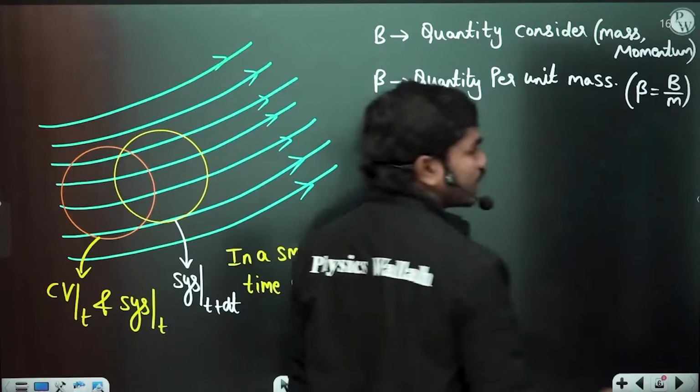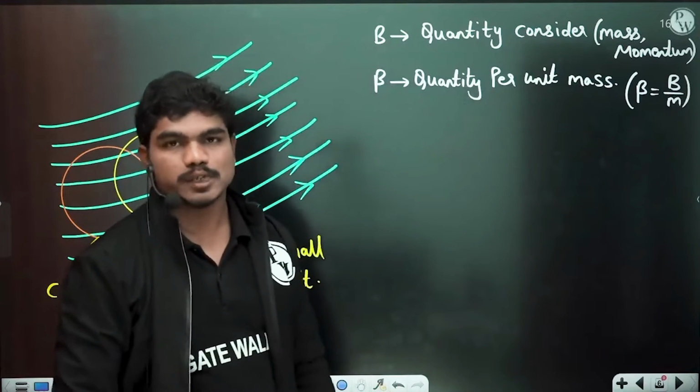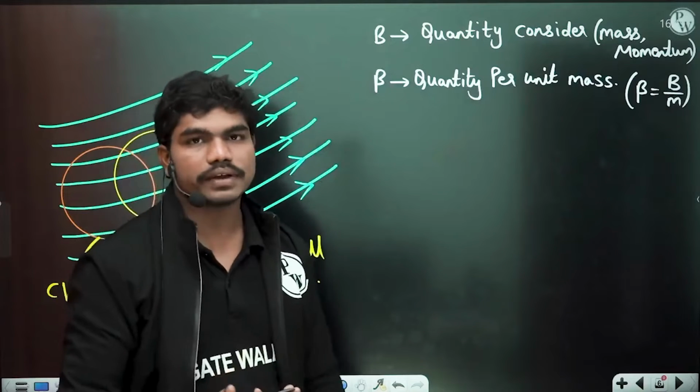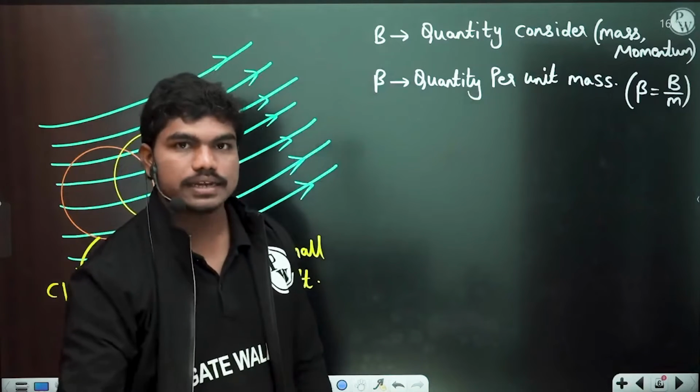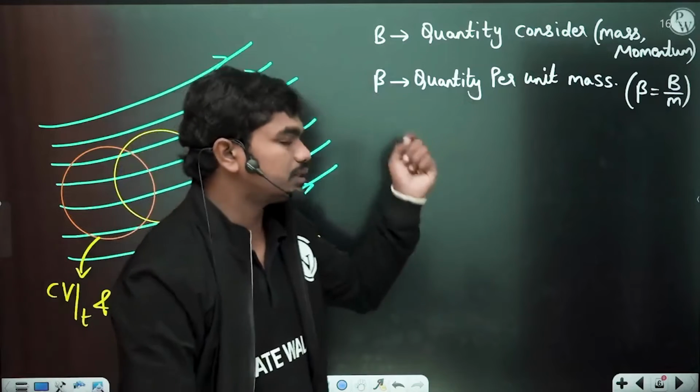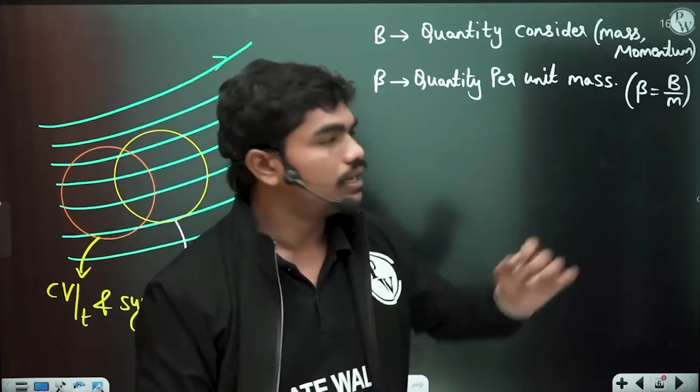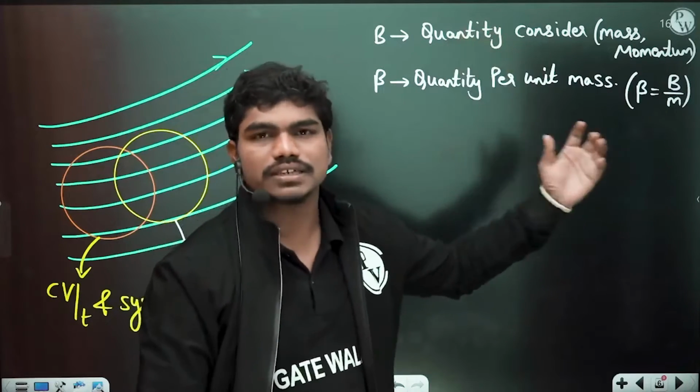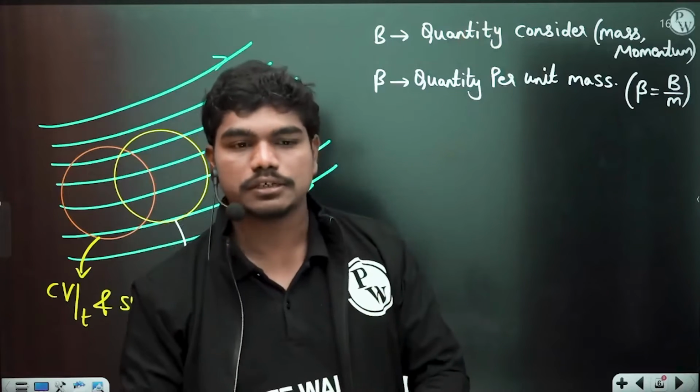Like normally in thermodynamics, we generally use specific properties. So this is some specific property, like specific volume, specific internal energy. Similarly here, beta is some quantity per unit mass. That quantity can be anything: mass of the system, mass of the control volume, or momentum of the control volume.